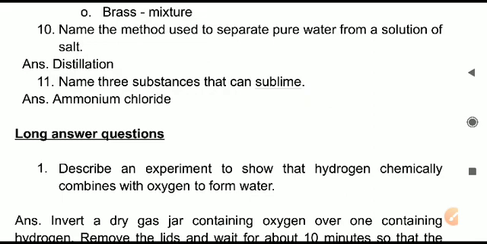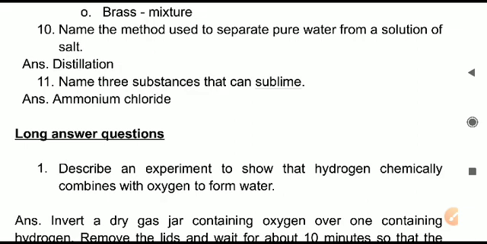Next question 11. Name three substances that can sublime. Sublimation is a process in which a solid converts into a gas, not a liquid. Solid directly converts into gas. Normally a solid on heating converts into liquid, and liquid on heating converts into gas. But in some substances, when we heat the solid, that solid directly converts into gas.